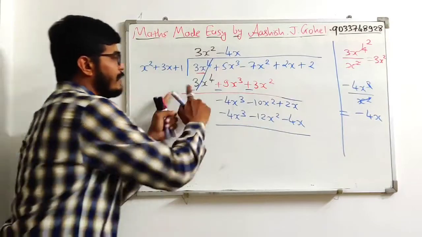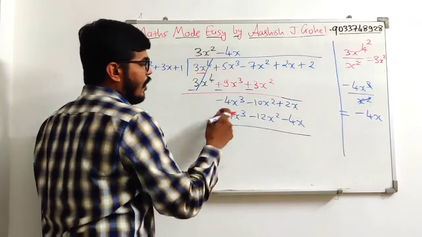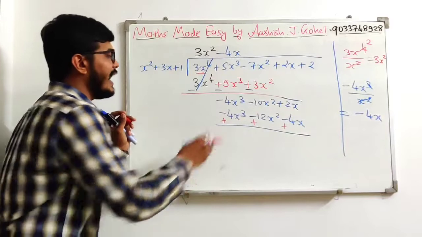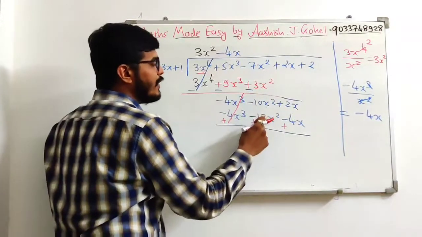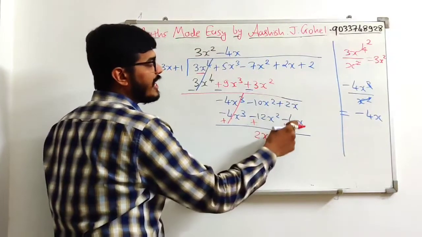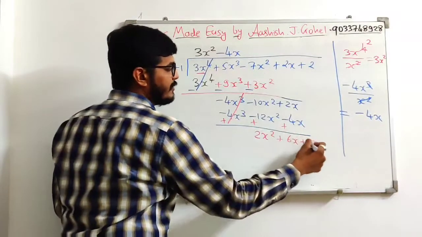Again remember the changing of sign. Okay, so change the sign. All three are negative, so we will make it positive. Now add subtract. So this term cancelled. Minus 10x square plus 12x square will give you 2x square. Here 2x plus 4x will give you 6x, and take 2 from here.